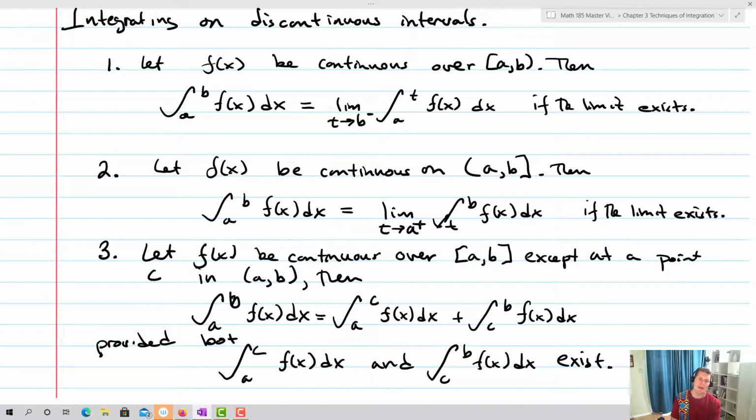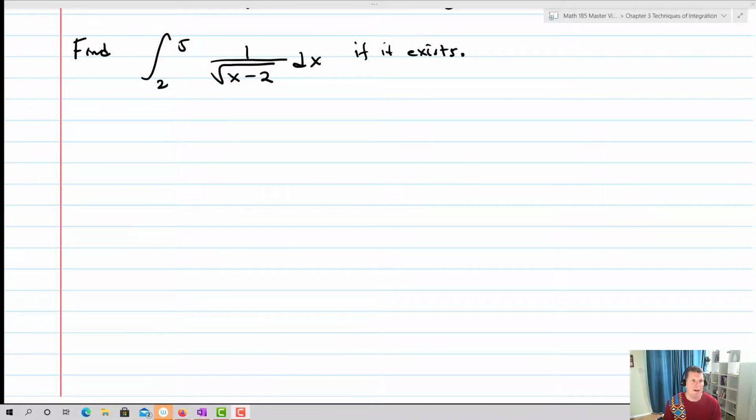Then the integral from a to b of f of x dx, we're going to separate it out. We're going to have one integral go from a to c of f of x dx, plus the second one, c to b of f of x dx, provided that both integrals, a to c of f of x dx and c to b of f of x dx, exist. If that's the case, then we actually do have a value for this integral. We'll just have to separate it out and utilize our limit properties in order to solve for that particular limit. So let's take a look at this particular problem.